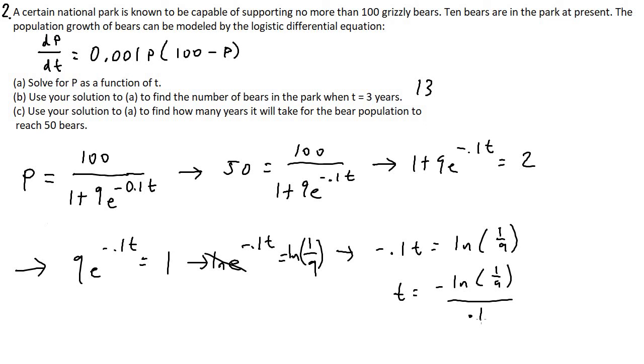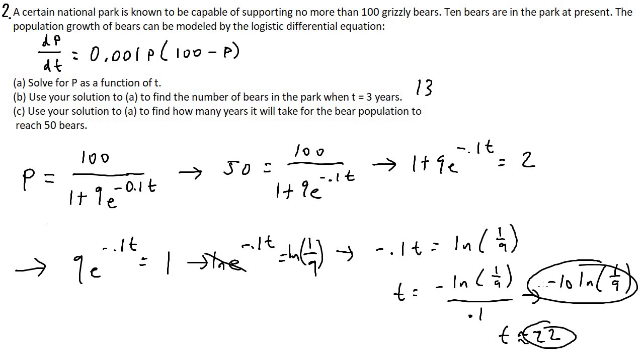So then t is going to be equal to negative natural log of 1 over 9 over 0.1, or dividing by 1 over 10, which means multiplying by 10. So we'll get negative 10 times the natural log of 1 over 9. And if you use your calculator, you should get a t value of around 22 years, which is the same thing as negative 10 times the natural log of 1 over 9.